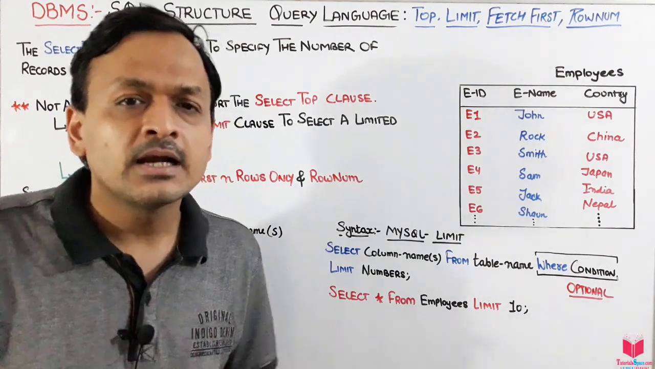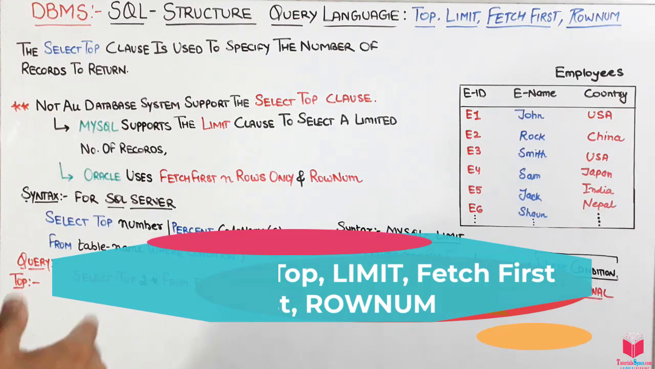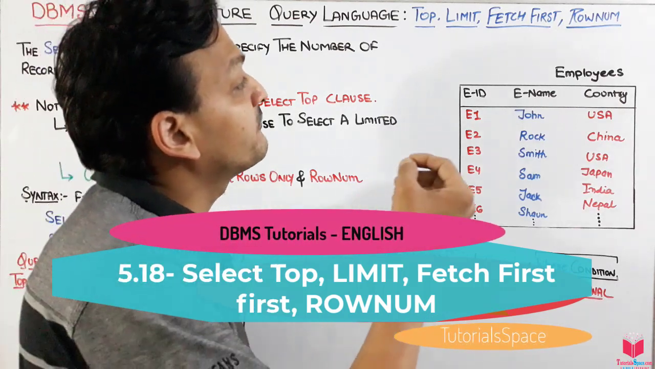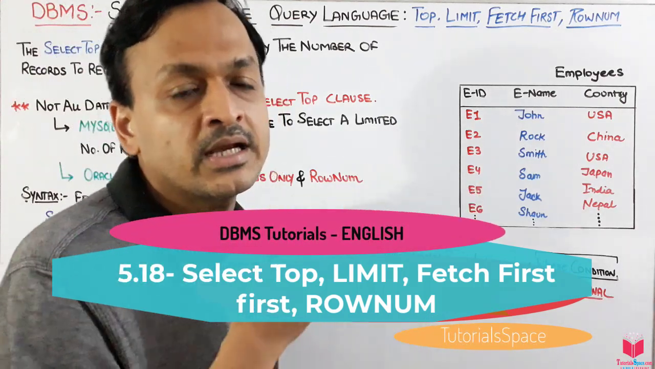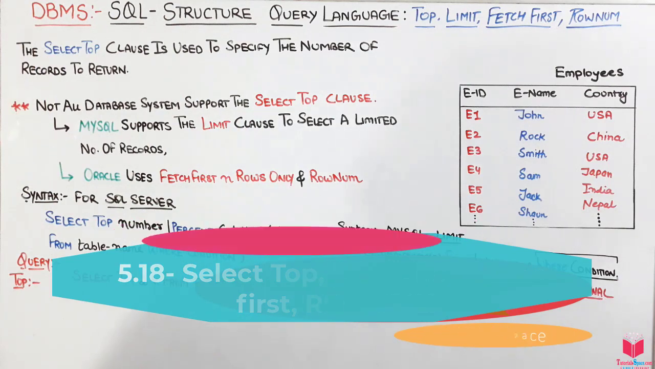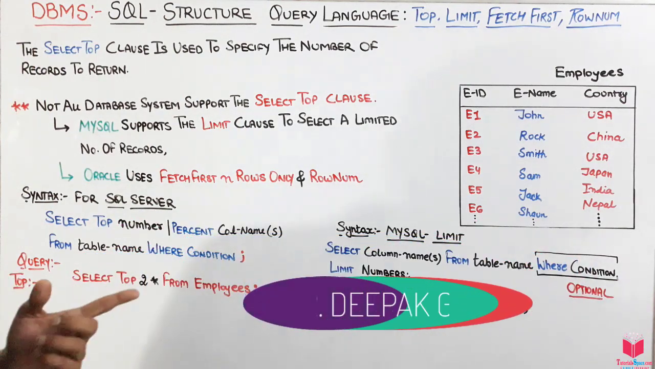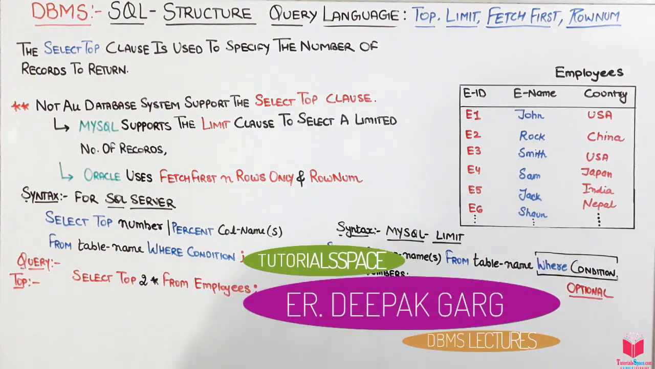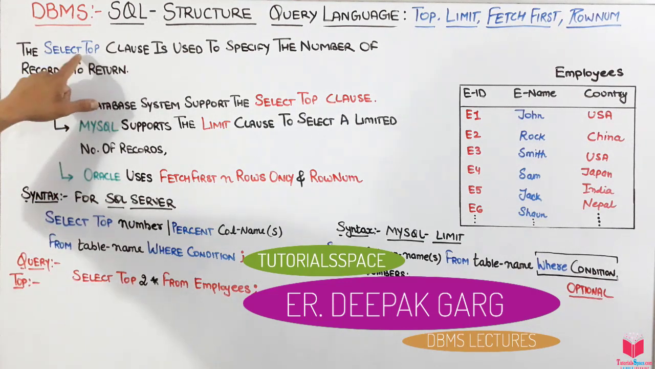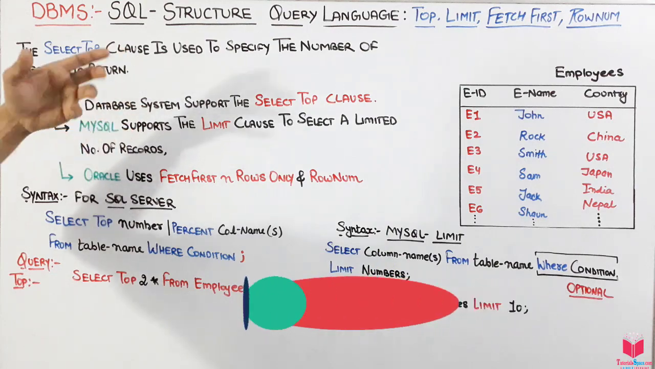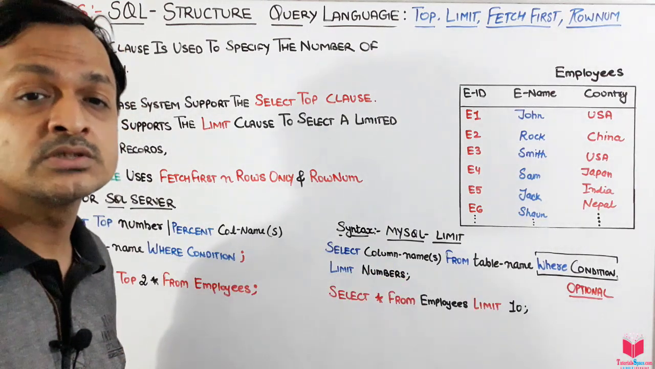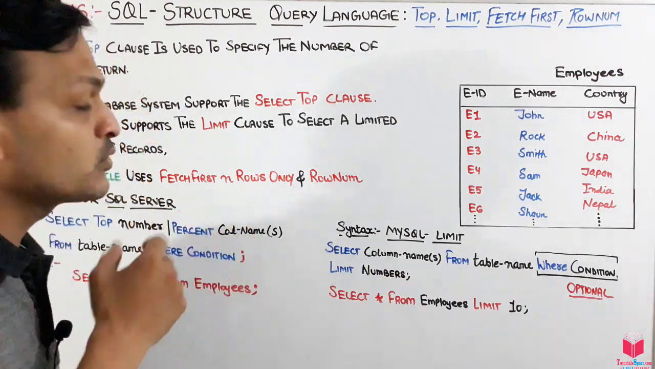Hello everyone. Guys, today we will discuss what exactly TOP, LIMIT, FETCH FIRST and ROWNUM are in SQL. See, the SELECT TOP clause is used to specify the number of records to be returned. TOP is used with SELECT. It becomes the clause that specifies how many rows you want from that query.